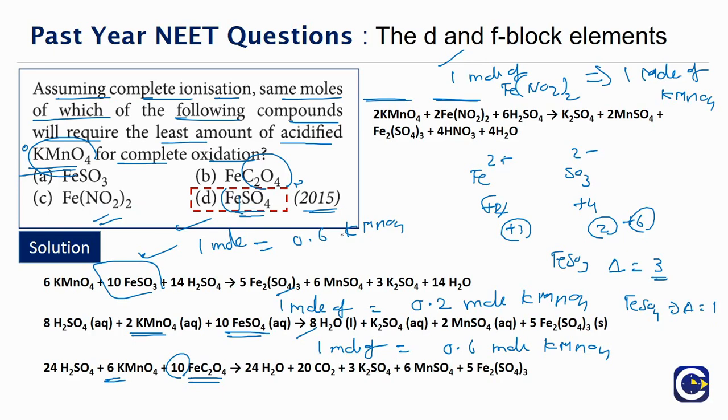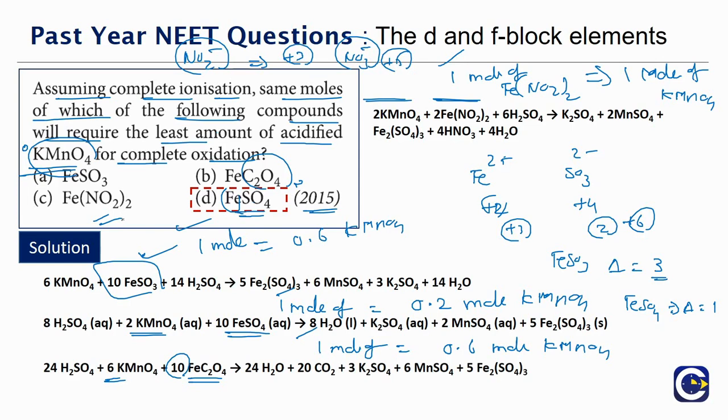Fe(NO2) twice. In NO2 twice, so this is NO2 minus. In NO2 minus, nitrogen is in which state? Nitrogen is in the plus 3 state. In NO3 minus, because it can get oxidized up to what? The NO2, nitrogen can get oxidized up to NO3. So in NO3 minus, nitrogen is in the plus 5 state.